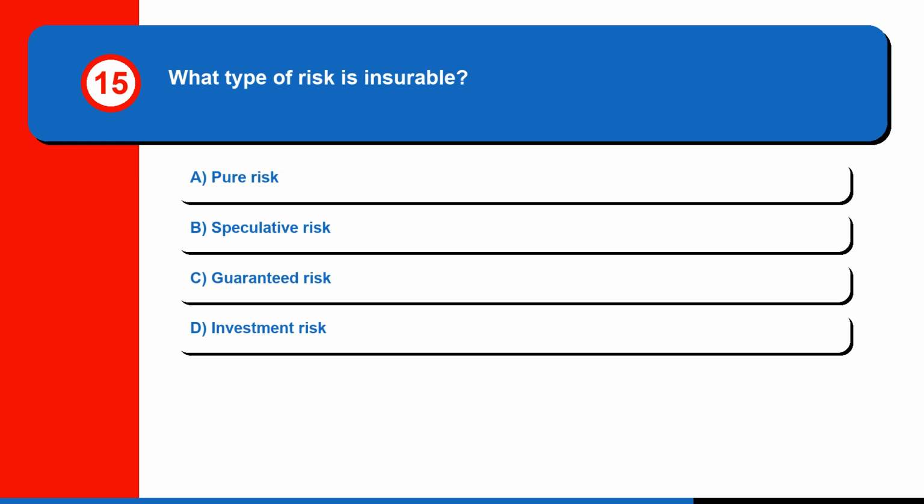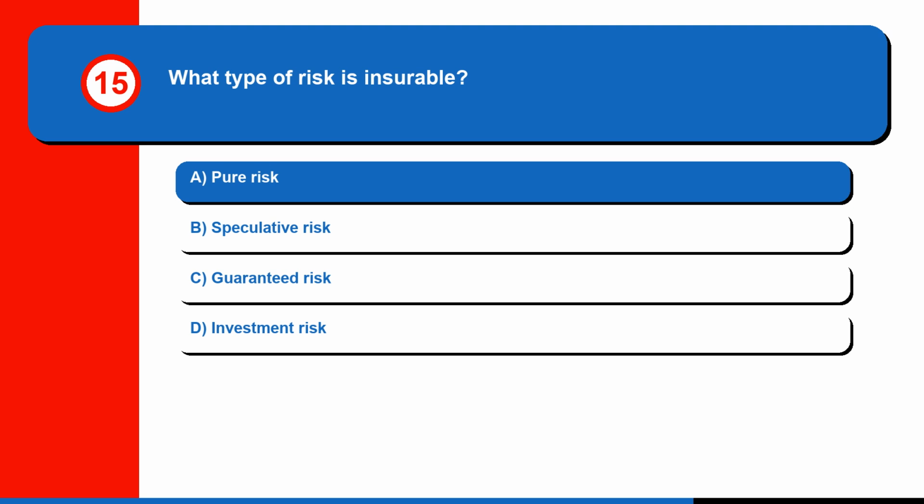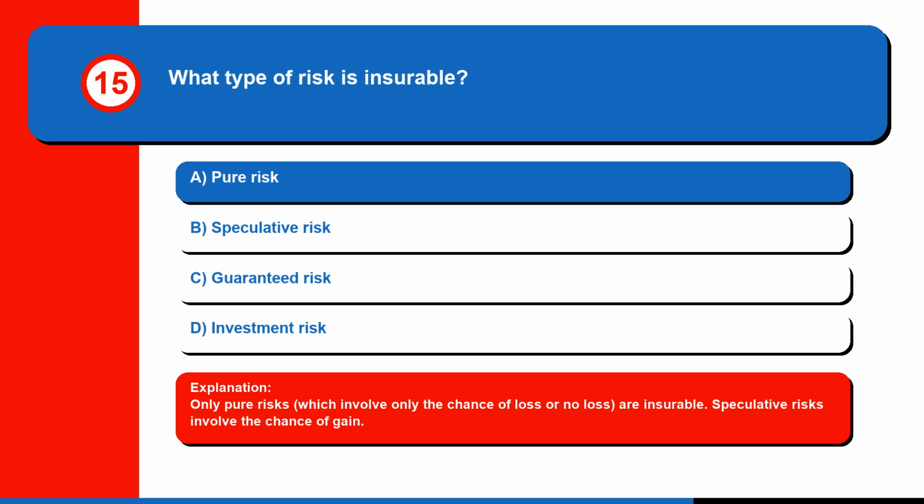Question 15. What type of risk is insurable? A. Pure risk, B. Speculative risk, C. Guaranteed risk, or D. Investment risk. The correct answer is A. Pure risk. Only pure risks, which involve only the chance of loss or no loss, are insurable. Speculative risks involve the chance of gain.